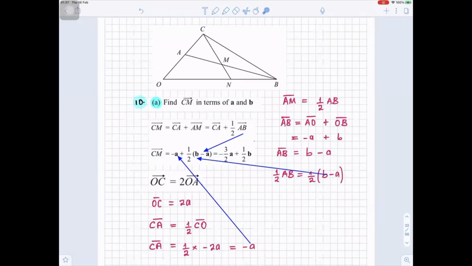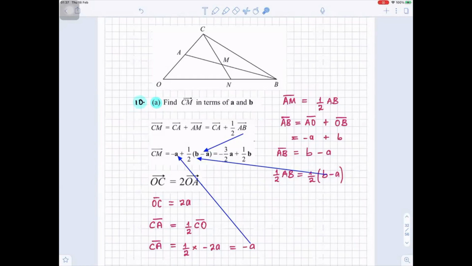OC is 2OA. So OC is 2 times A. So CA is half of CO. So CA is half times minus 2A, which is minus A. So that's why we know CA is minus A and half AB.